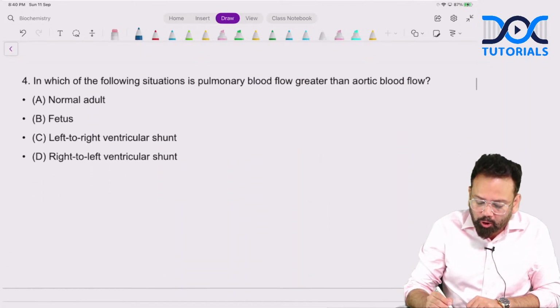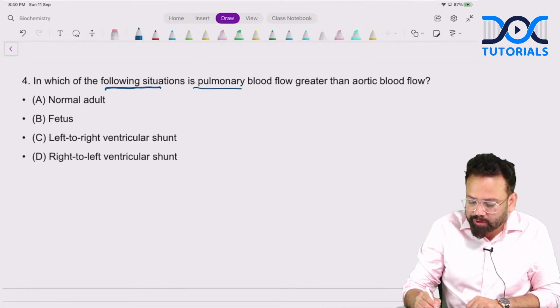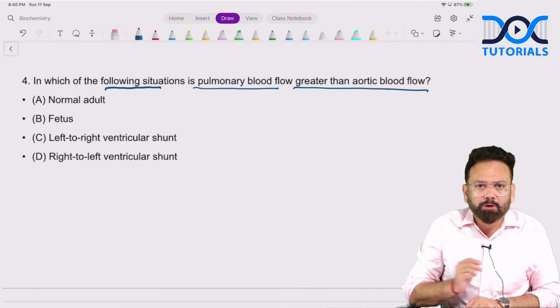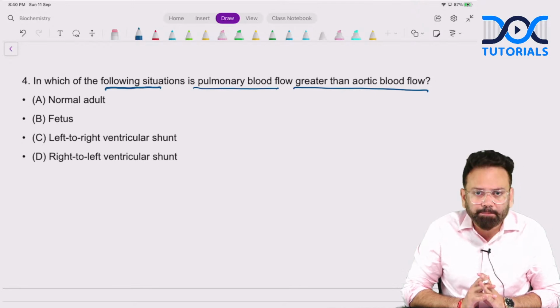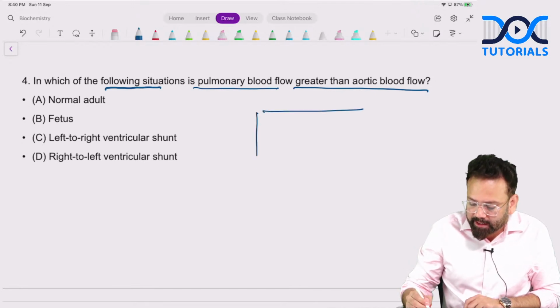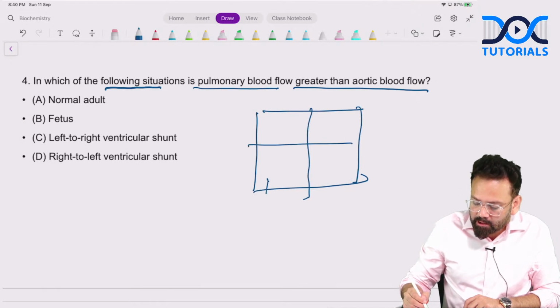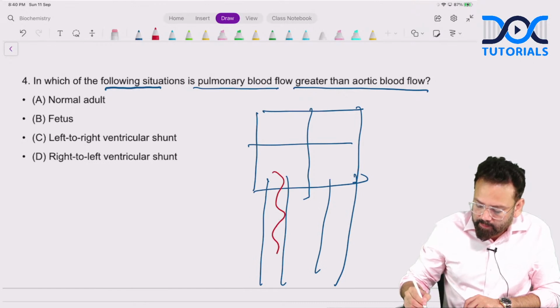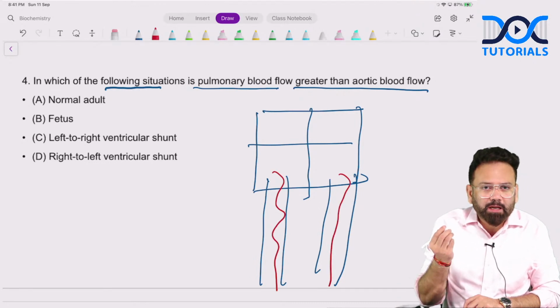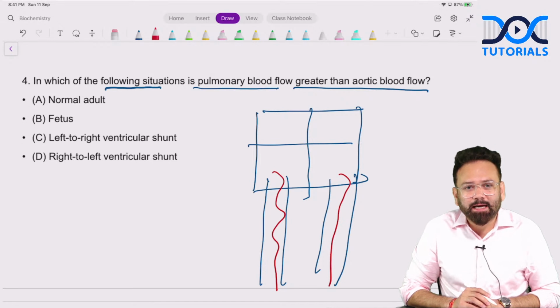In which of the following situations is pulmonary blood flow greater than aortic blood flow? Very, very simple, basic question. Everyone can answer. In which condition is pulmonary blood flow greater than aortic blood flow? There can be only one condition. What is that?